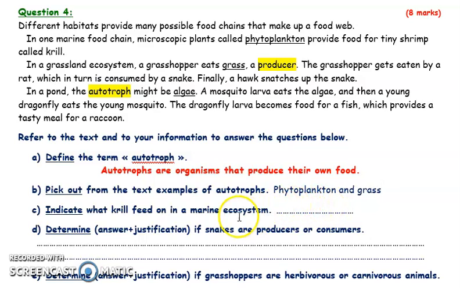Indicate what krill feed on in a marine ecosystem. Here is the marine ecosystem. Phytoplankton, which are the small plants, provide food for krill. So krill feeds on phytoplankton.